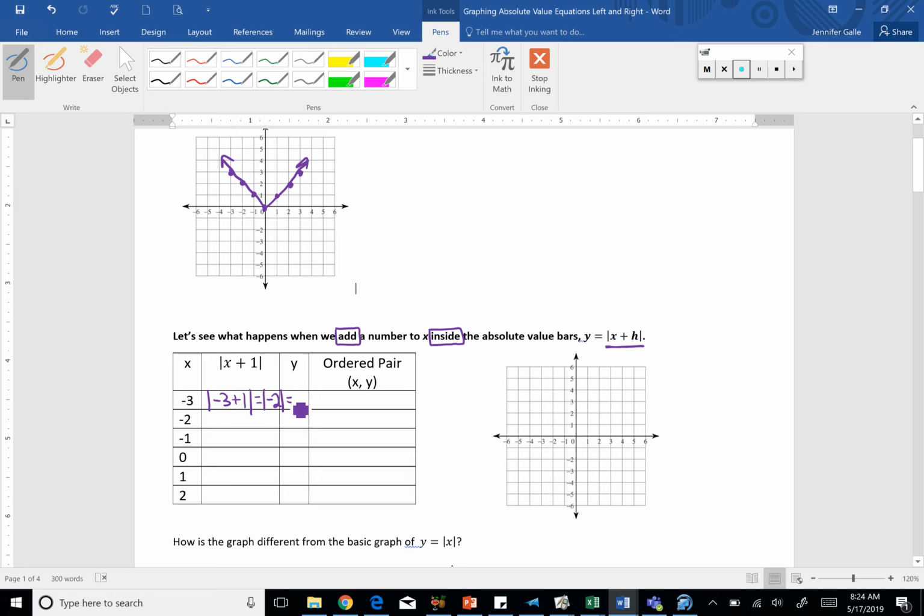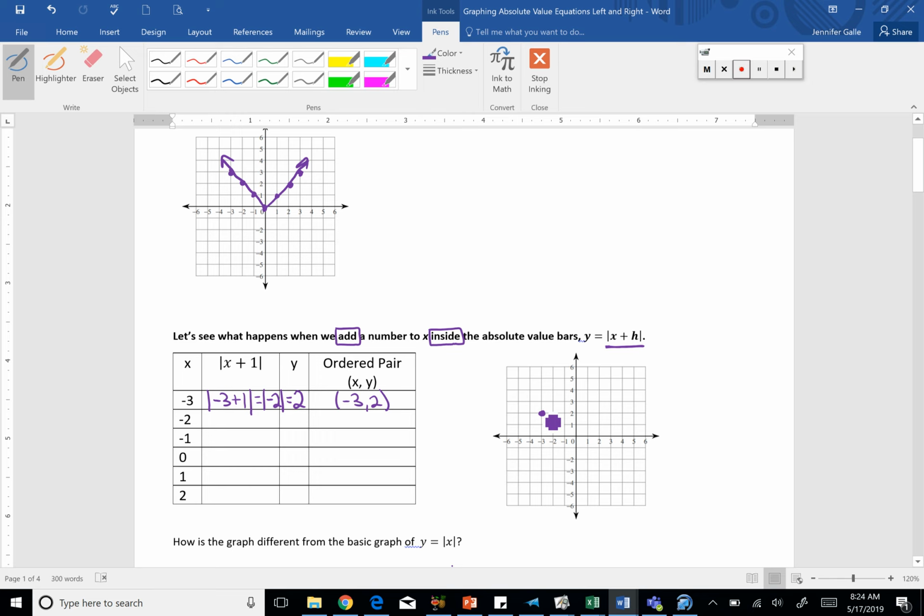So I still have the absolute value bars there. I have not found the absolute value yet. I have to do whatever's inside those bars first. Absolute value of -2 is 2. Remember, the result of absolute value, it's that distance from 0, so it's always going to be positive. So the first ordered pair I have is -3, 2.